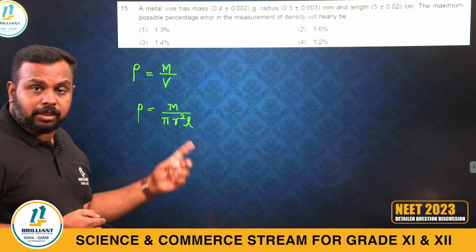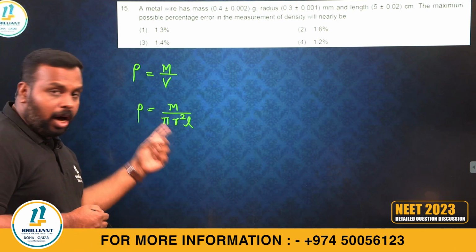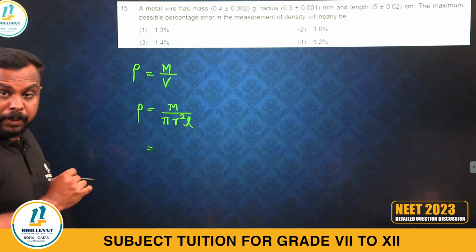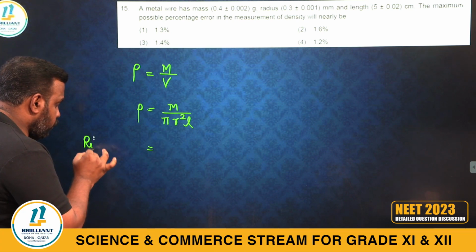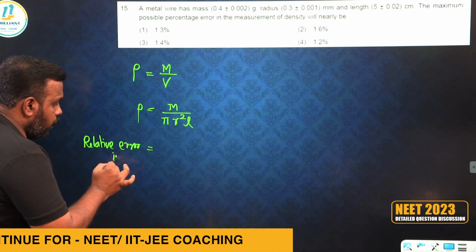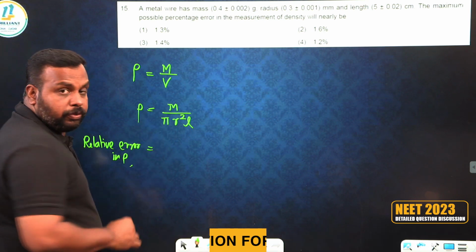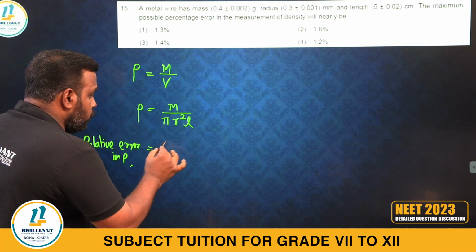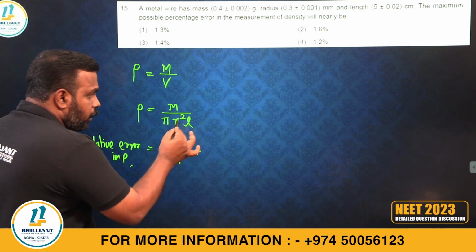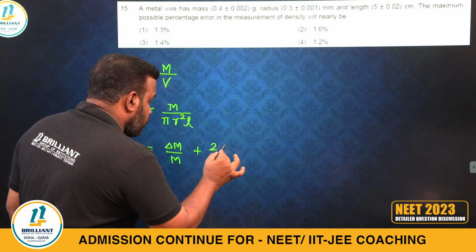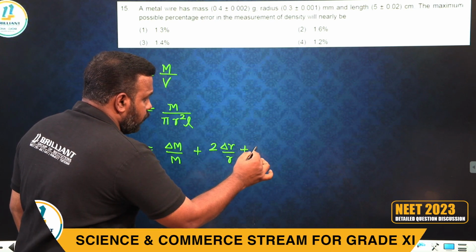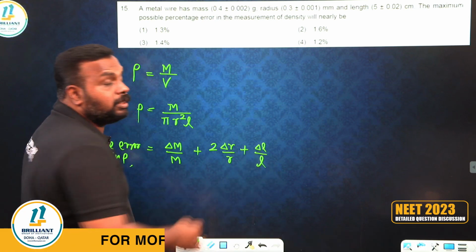How to calculate percentage error? There are three quantities. Pi is a constant. M, R and L. What is the power of M? 1. So I will be writing the formula for relative error in rho, which is equal to: power of mass is 1, so 1 into delta M by M. This is the relative error in what? Mass. Plus radius has a power 2, so 2 into delta R by R, plus the power of L is 1 only, so we get delta L by L.